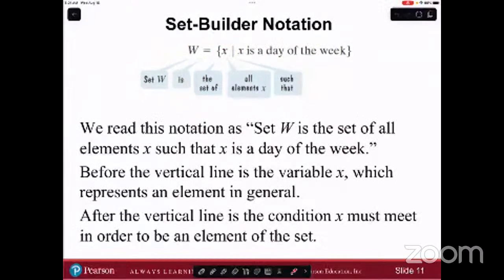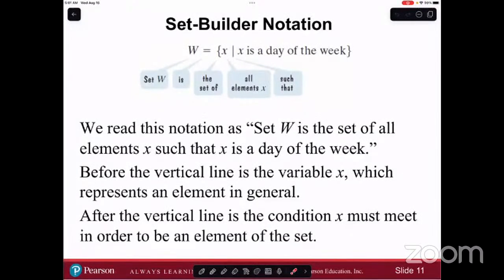Set W is the set of all elements X such that X is a day of the week, right? So we read this notation as set W is the set of all elements X such that X is a day of the week. Before the vertical line is the variable X, which represents an element in general. After the vertical line is the condition X must meet in order to be an element of the set.